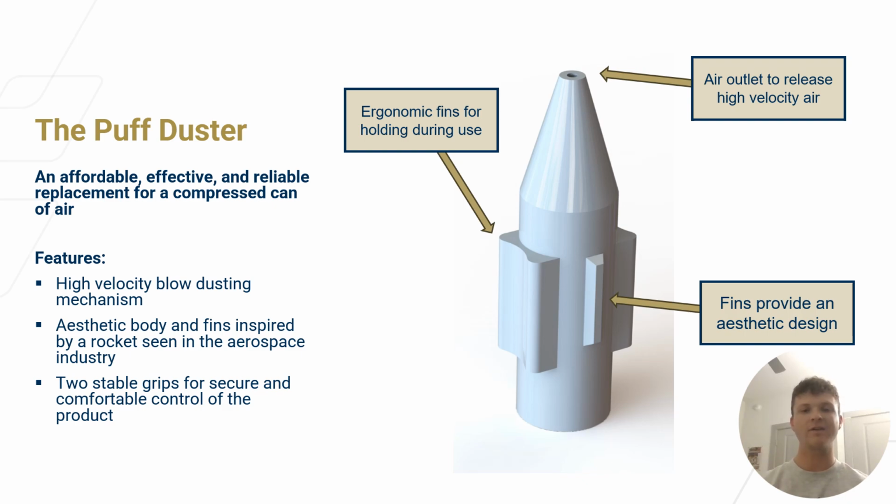Some of the features that I'd like to point out: it blows its high velocity through the top outlet nozzle. There's two stable grips on the outsides where, as shown in the video here, you can hold on either side while blowing through the nozzle to clean off your electronics.